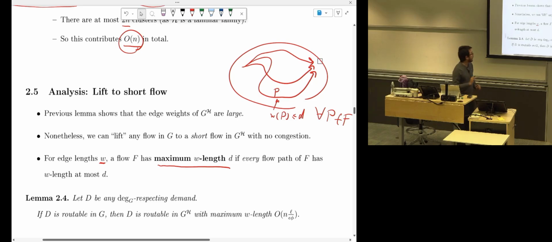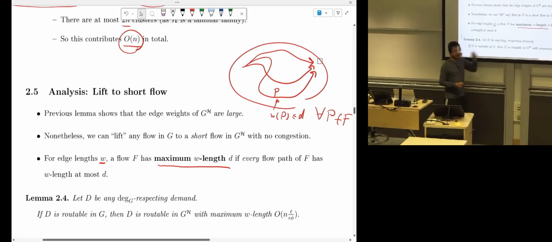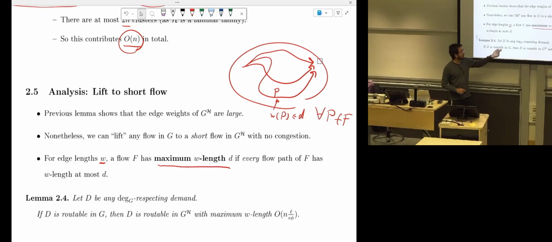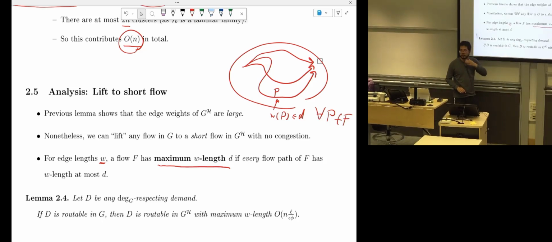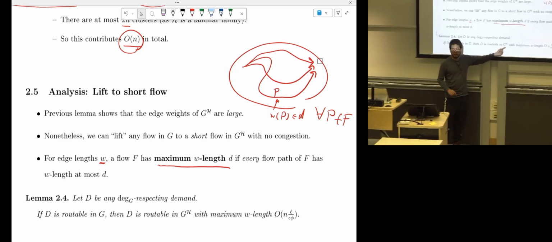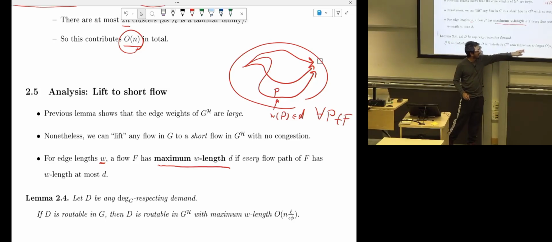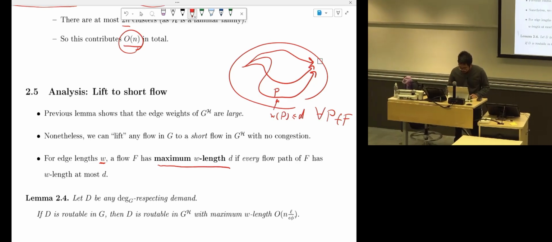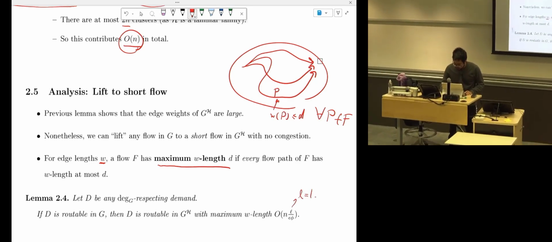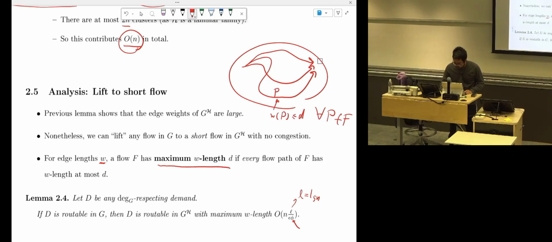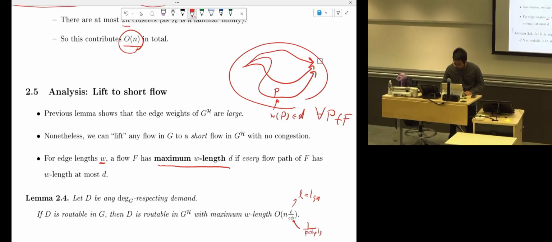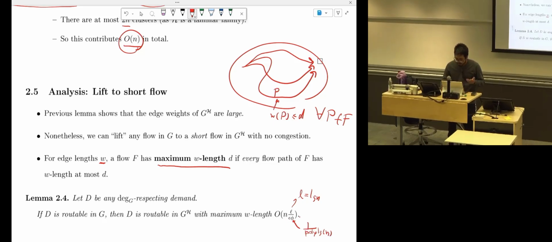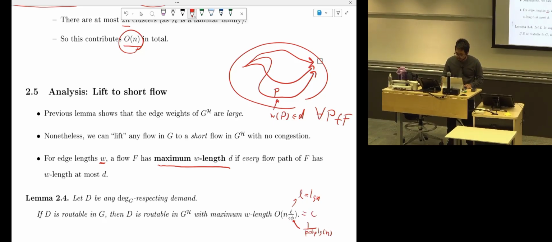And what we're going to show is that for any demand that is on the original graph, so it respects the degree, if it's routable in G, it's also routable in H, the shortcut graph. But now the length is just something like N. So you should think of L as log N, phi as 1 over polylog, and epsilon as a small constant. So this is just order N.